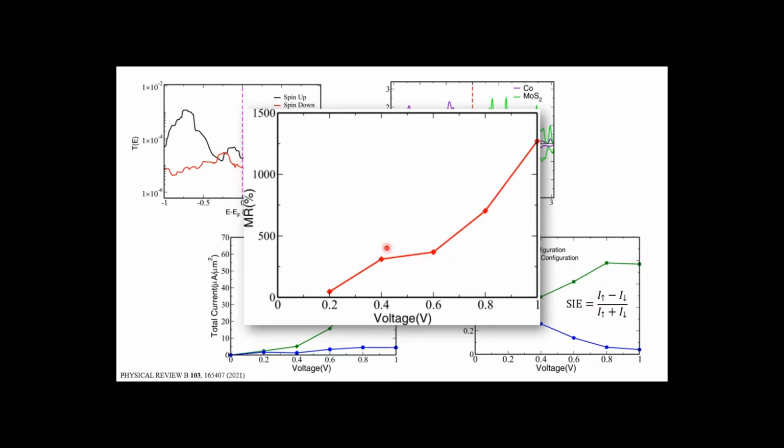So overall, we can see the MR ratio of the device as a function of the applied bias voltage. Here, as the external bias increases, the MR value also shoots up. And the main reason for such a large MR could be the large spin injection efficiency, the SIE, here at the cobalt and MoS2 interface, as it measures the extent of spin polarization in the transport current.